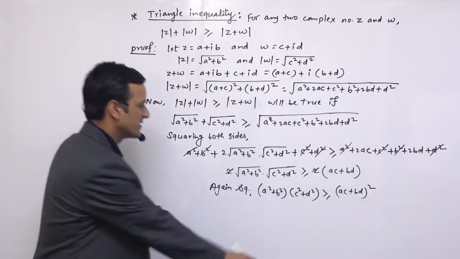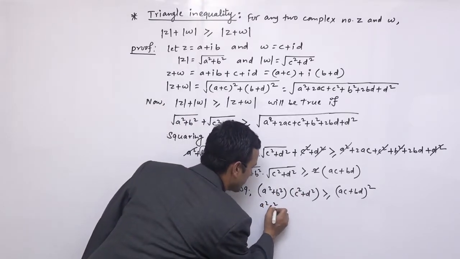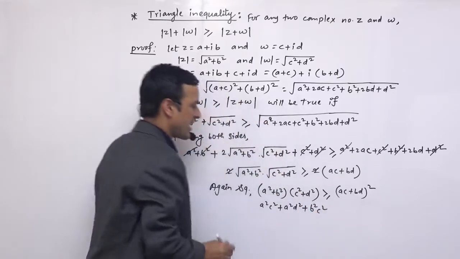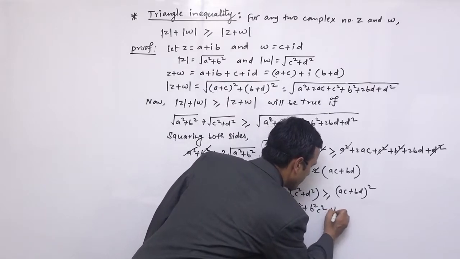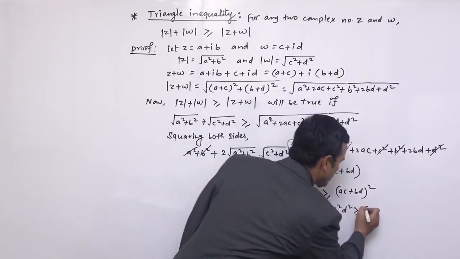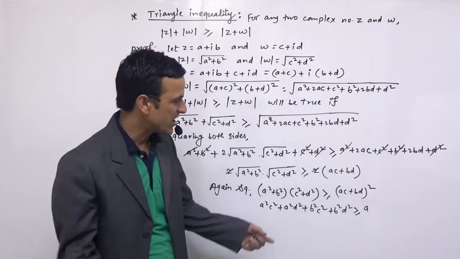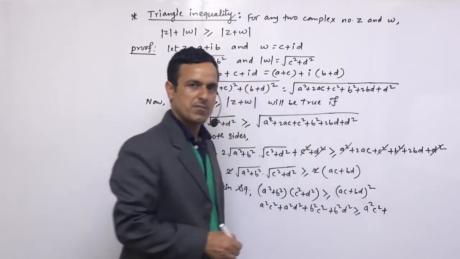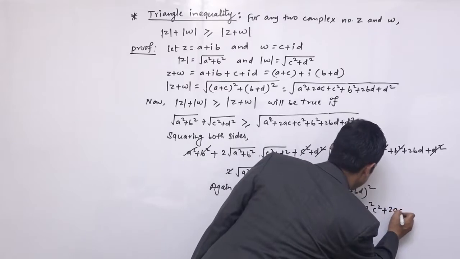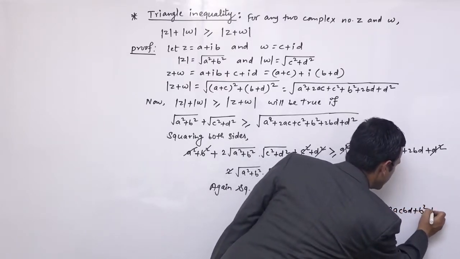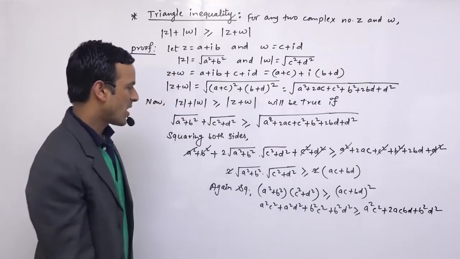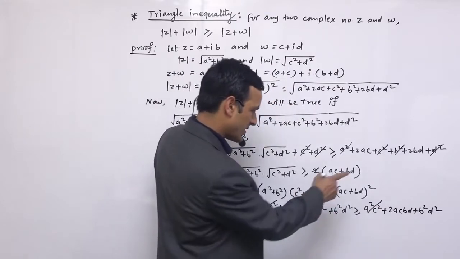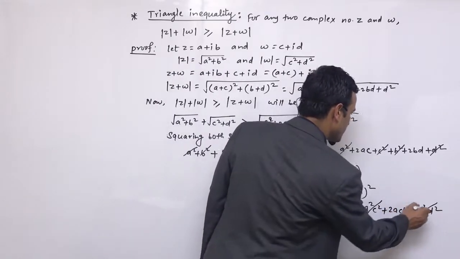Now solve it. This into this means a square c square plus a square d square. b square c square means b square c square. b square d square means b square d square, greater or equal to, now (a plus b) whole square. We can use the algebraic formula in this step. So a square means a square c square plus 2ab means 2acbd plus b square means b square d square. Now we can cancel the same term from this side and this side, and we can cancel another term, b square d square and b square d square.